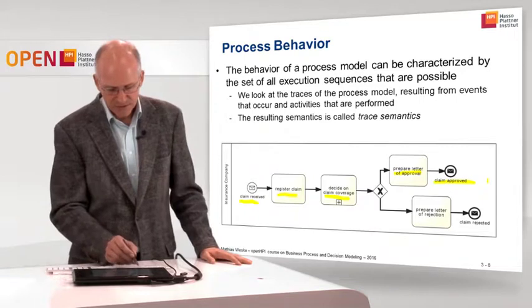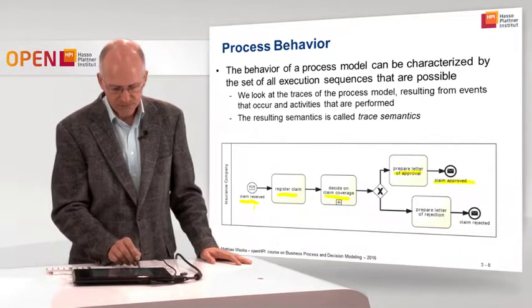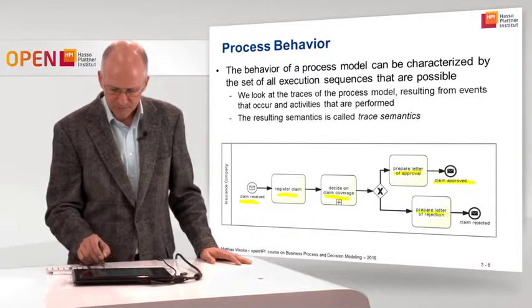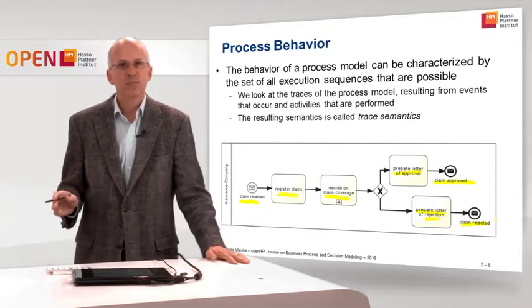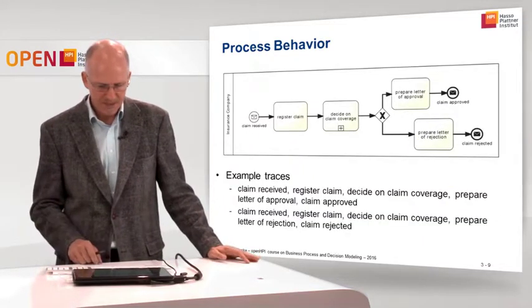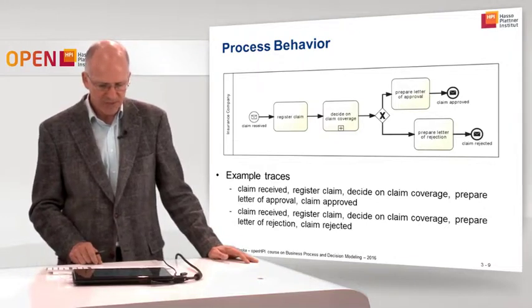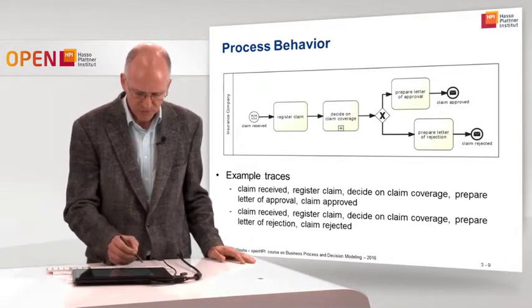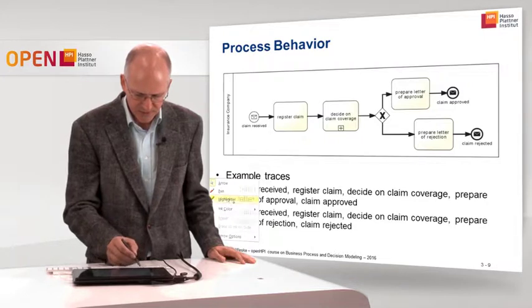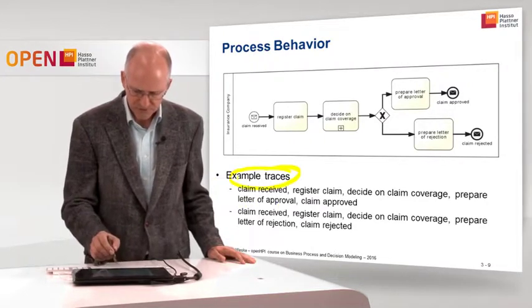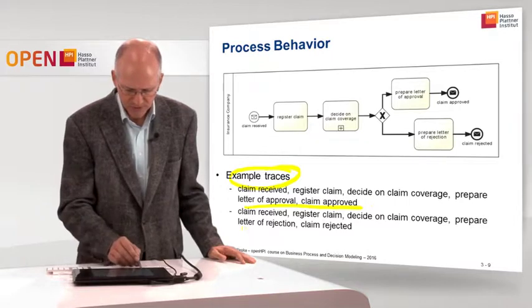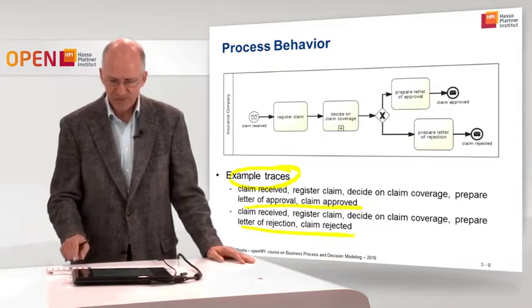But there's another trace, and it starts like the first one. So receiving the claim, registering the claim, decide on claim coverage, but then prepare letter of rejection is executed and the claim is rejected. So there are two traces. This process model has exactly two traces. So this is shown here again. Traces in the example are exactly the two traces we can see here. The first one goes until approval, taking the upper branch, and the second one takes the lower branch. So there are exactly these two traces for this process model.